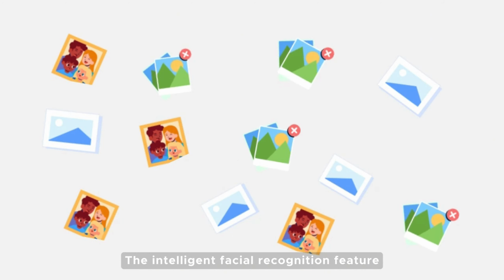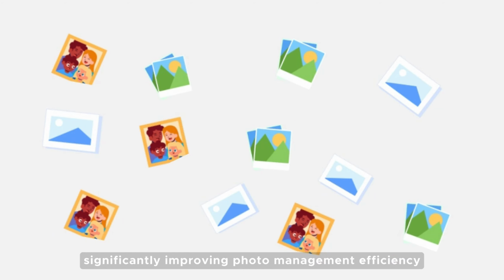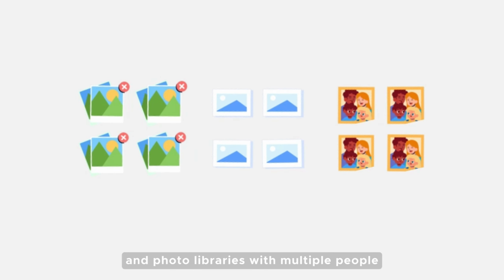The intelligent facial recognition feature can automatically categorize and organize photos by person, significantly improving photo management efficiency. This is especially useful in travel albums and photo libraries with multiple people, allowing for quick searches of specific individuals and saving time on manual sorting.